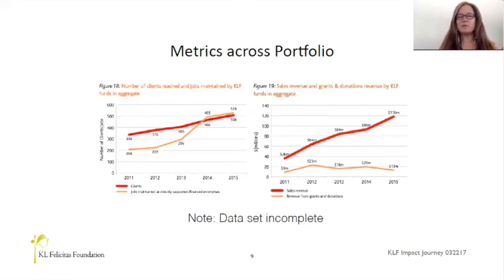Well, this is what you want to see, and guess what? This is what we saw, where over time our investees, the client count, was going up on the left, and then jobs maintained also going up on the left. And then on the right, this is an area of target for us, that sales revenue is going to outpace grants. So that slowly, if some of them are subsidizing with grant capital, they're weaning off of that over time. So it looks like we're achieving that goal.